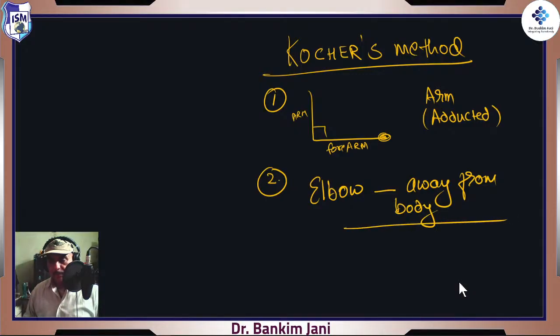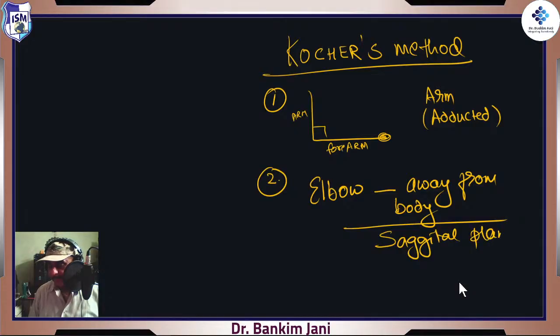Take it away from the body. In which plane? In sagittal plane. Sagittal plane means, coronal plane was what? Crown, right? From crown. This headphone is like a crown. So this is coronal plane. Sagittal plane is what? It is like this, which will divide my body into left side and right side.